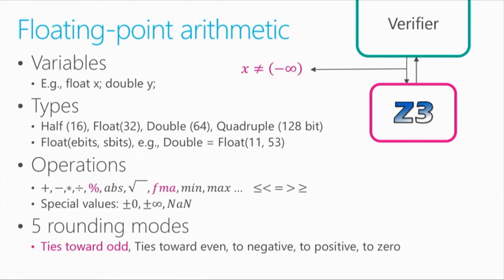So ties toward odd means when the result of a floating point operation is exactly 0.5, 0, 0, 0, and so on, then the tie is broken by rounding to the odd number that's closest. And there's also the converse one for even numbers.